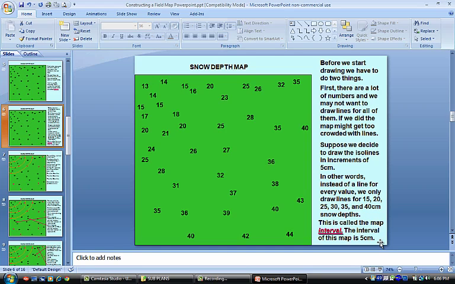Okay, before we start drawing we have to do two things. First, there are several numbers and we do not want to draw lines for all of them. We need to have an interval of a specific value that we make sure we follow the plot. We don't want to plot every single number because your maps are just going to get too complicated and too messy. So let's determine what we're going to use as an interval. In this case, we have values ranging from 13 to 44, so let's use an interval of 5 centimeters.